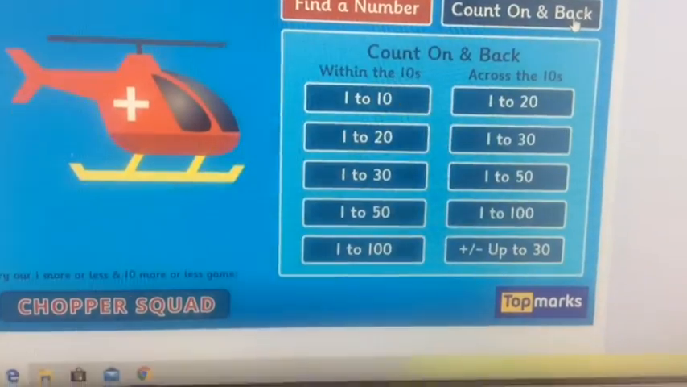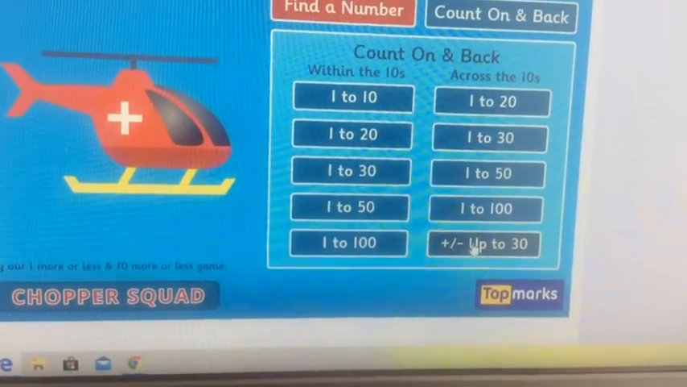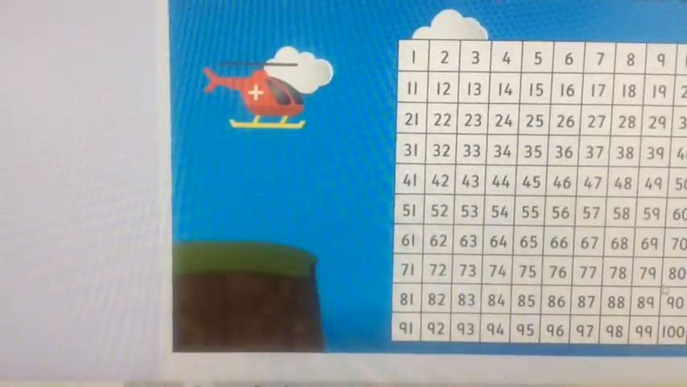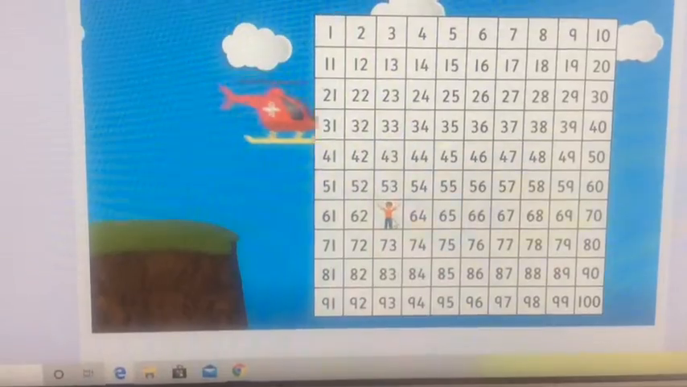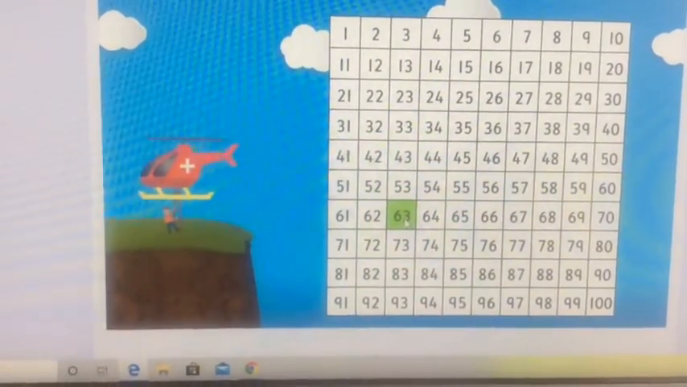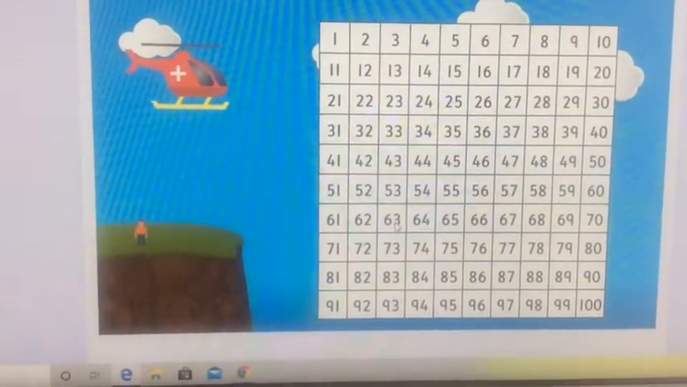You need to count on and back, and I want you to mix up the two today. On and back up to a 30. Count on 5 from 58. What is 4 less than 9?